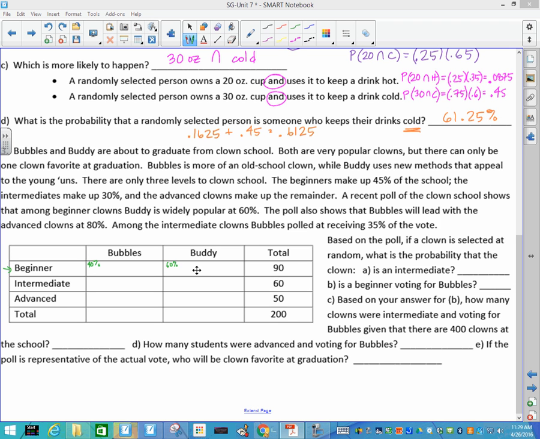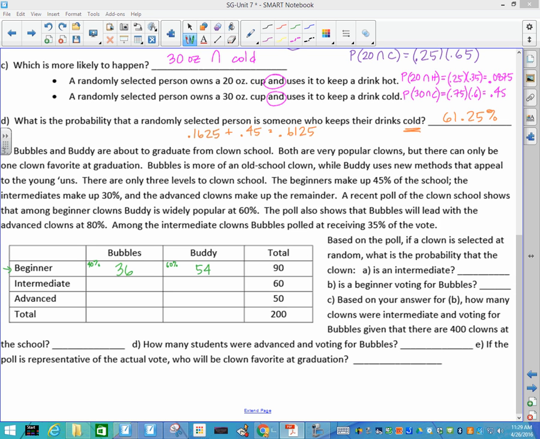So of the total beginners, 60% of 90, that of course is 0.6 times 90, and that's going to be 54. 40% of 90 is going to be 36. So 36 plus 54 will equal 90. Okay, go to the next one. Let's see what else we got.